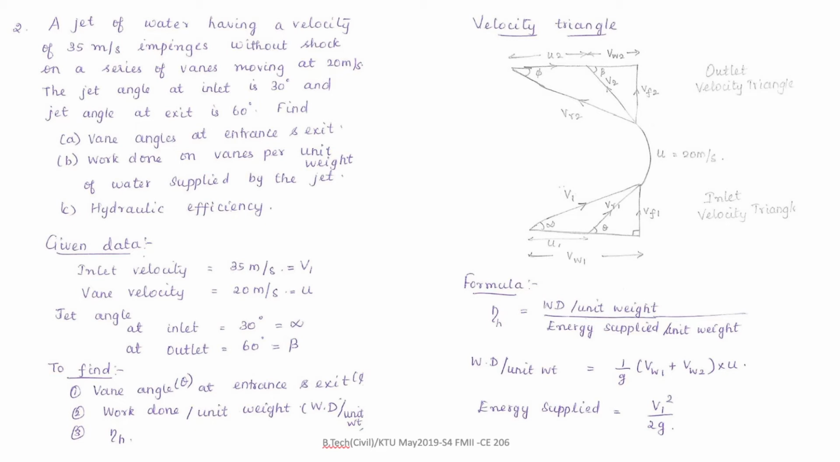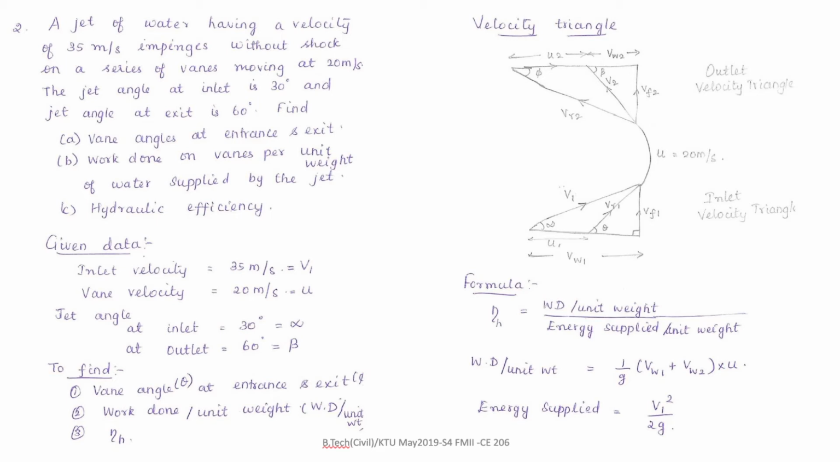And how to find phi? Here you have to apply the sine rule, which we can discuss while solving the problem. And what is the formula for work done? Work done is, it is a general formula, 1 by g into (Vw1 plus Vw2) into U. And eta H, the hydraulic efficiency, is equal to work done per unit weight divided by energy supplied per unit weight. Okay, now it is clear.